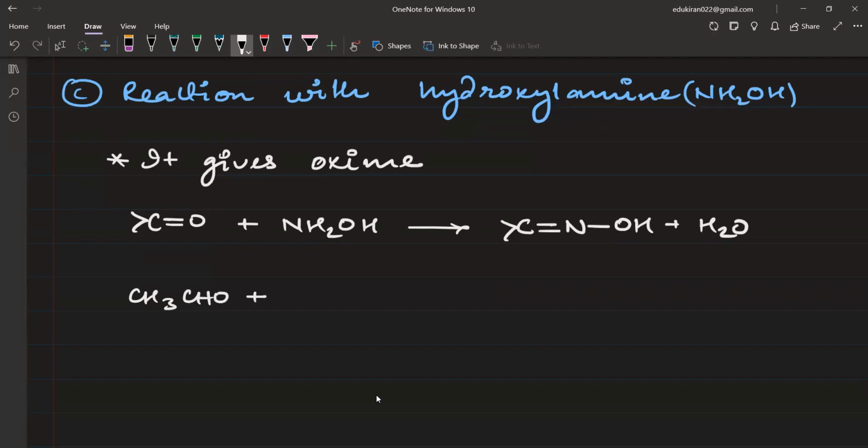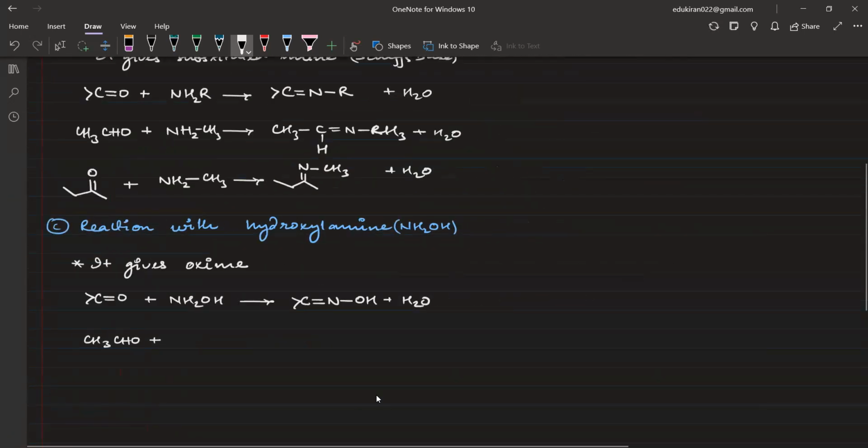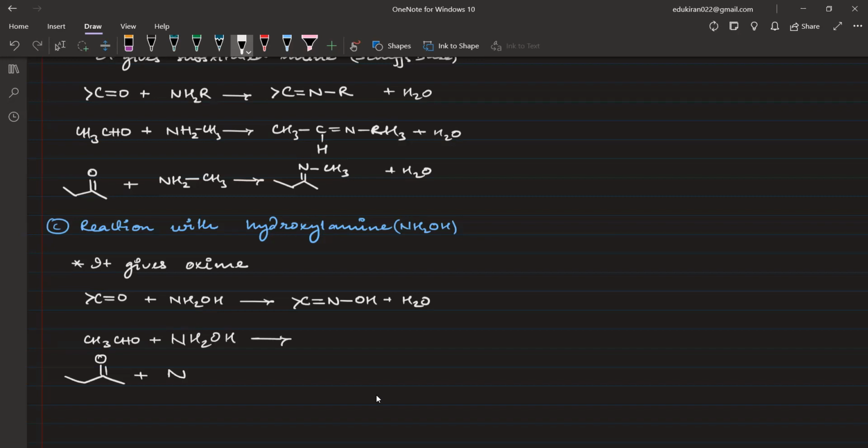Yes, you can scroll. In this case, you're going to get CH3. You can also write it like this: CH double bond N OH.